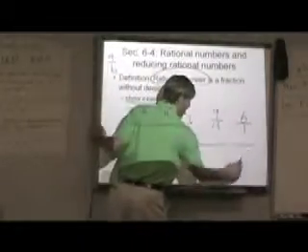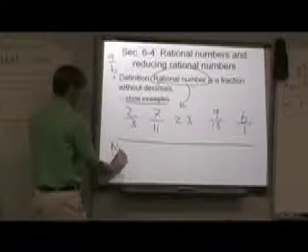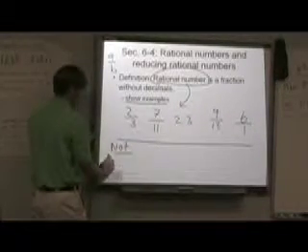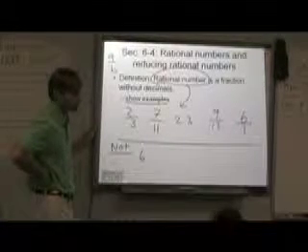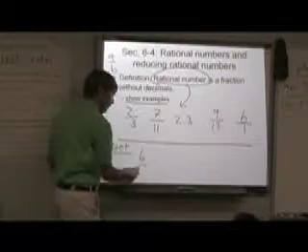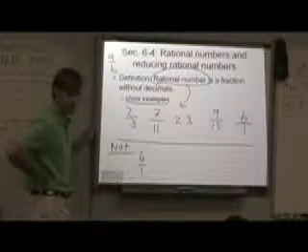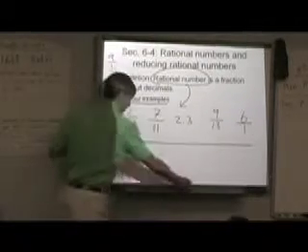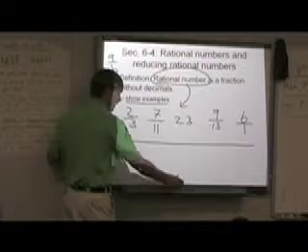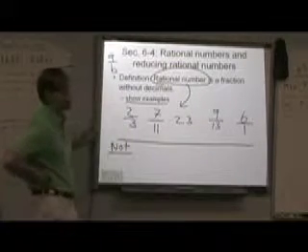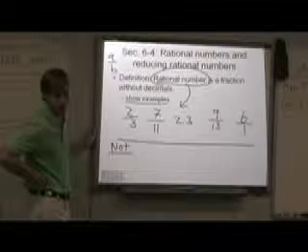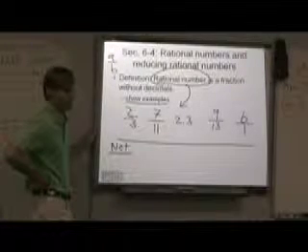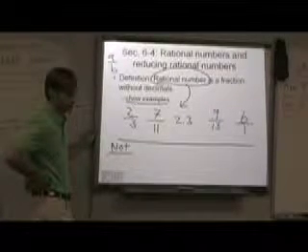Now let me show you some stuff that's not. 6 is not, unless I put it over 1. Now it is. In other words, every number just about is rational. Did you hear me?